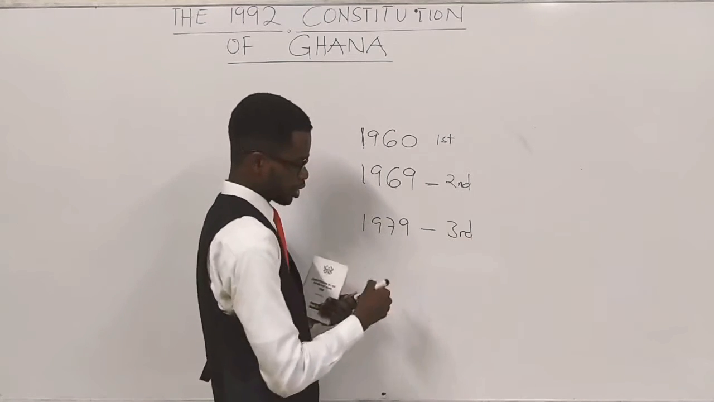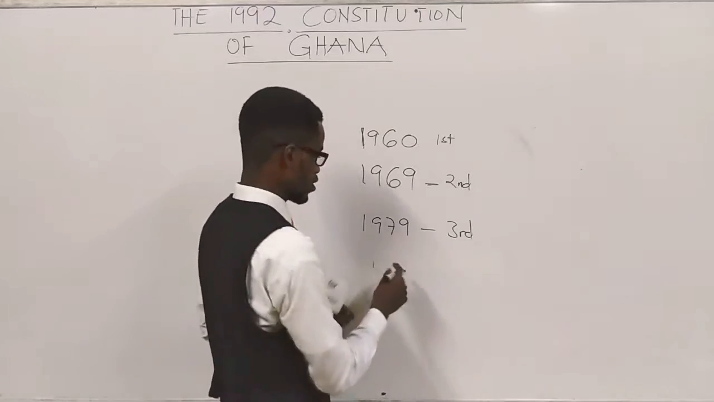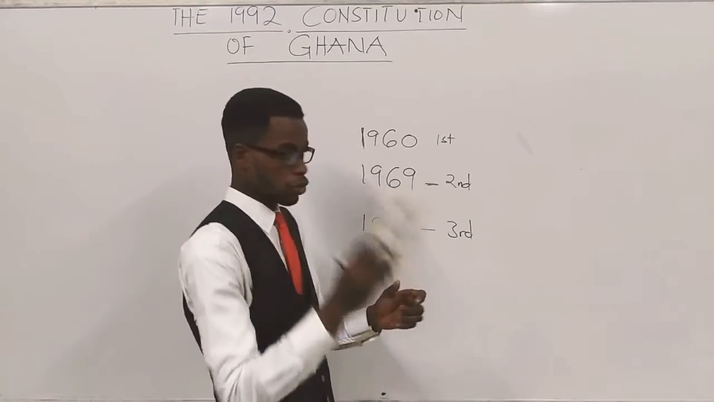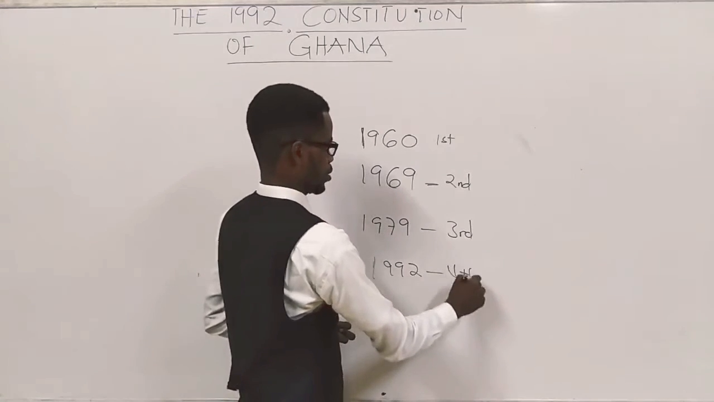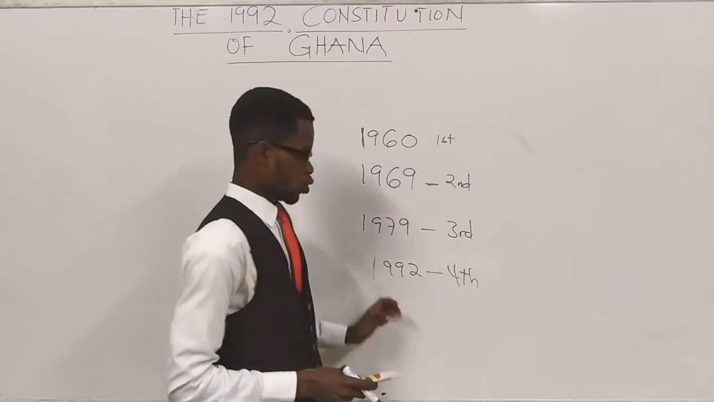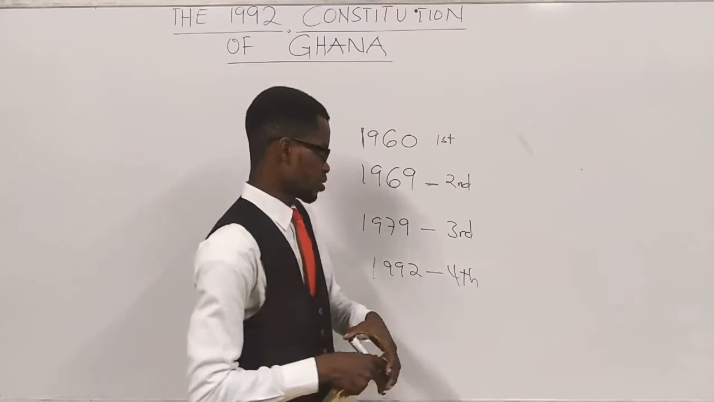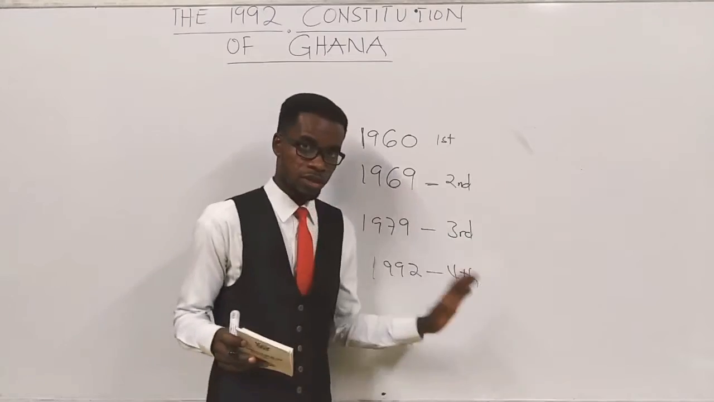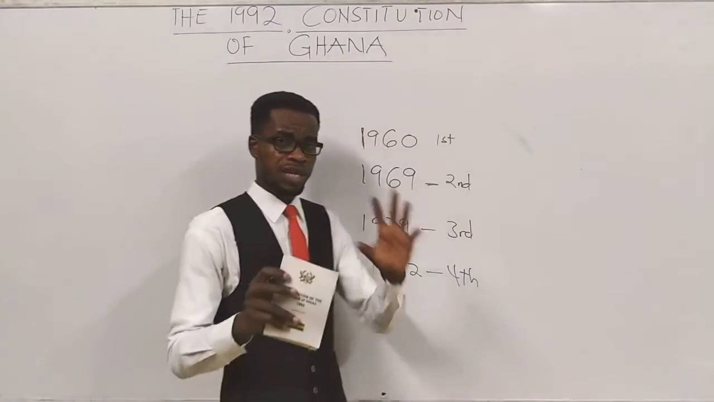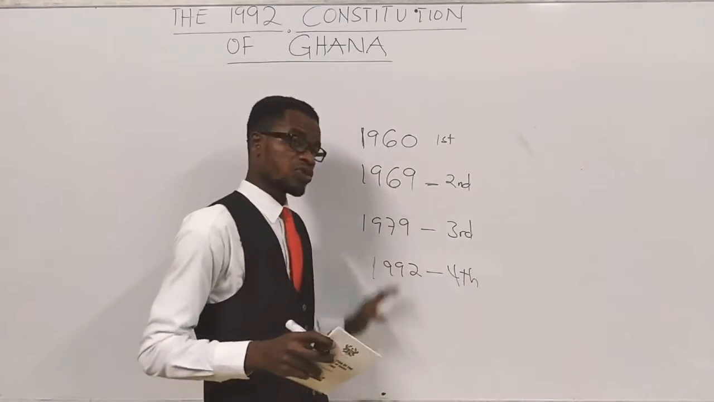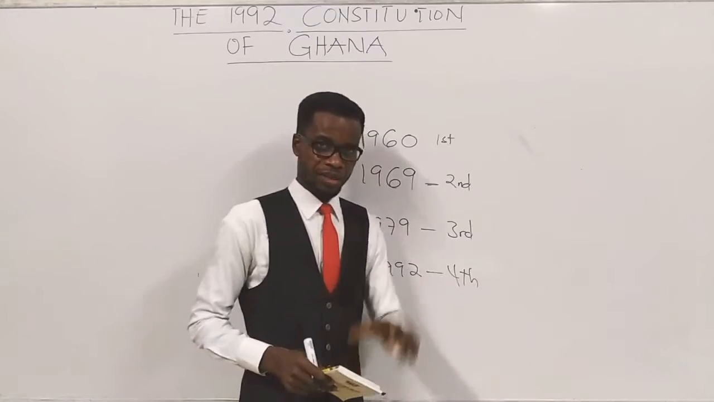Then gradually we entered 1991, 1992. This constitution was drawn, and that marked the Fourth Republic. From there, we've not had any coup d'etat, no state overthrow has occurred. It means that this particular constitution has not been overthrown, and we pray that that doesn't happen. That is what we are still using, so we call it the Fourth Republican Constitution.